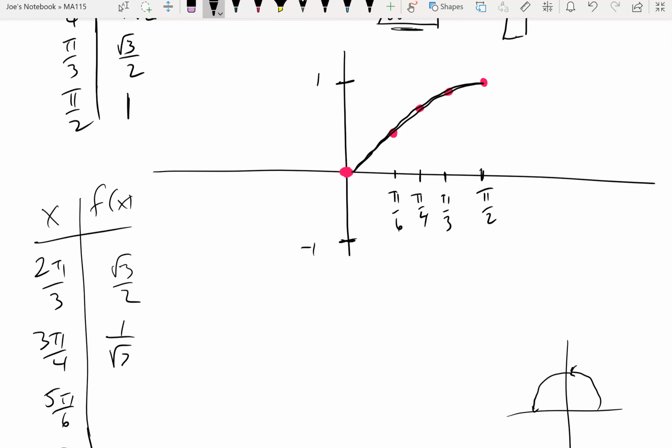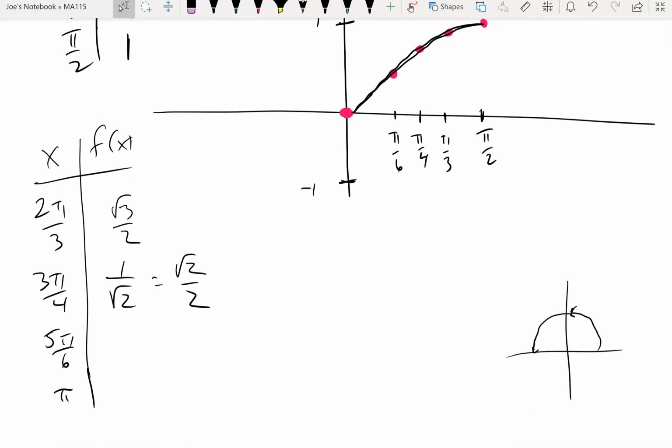1 over root 2, or if you prefer, that's root 2 over 2. Either way, I don't care how you remember it. For 5 pi over 6, 1 over 2, yeah, the half, right? What do you think it's going to be for pi?